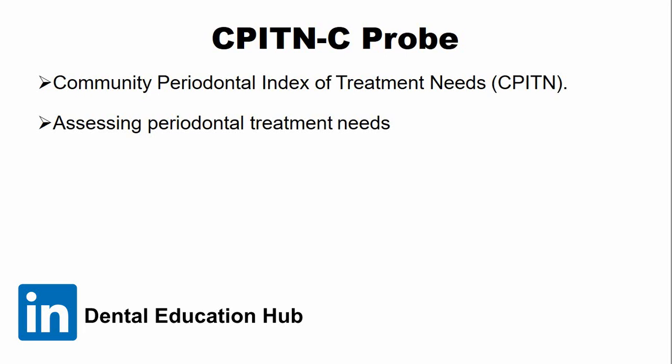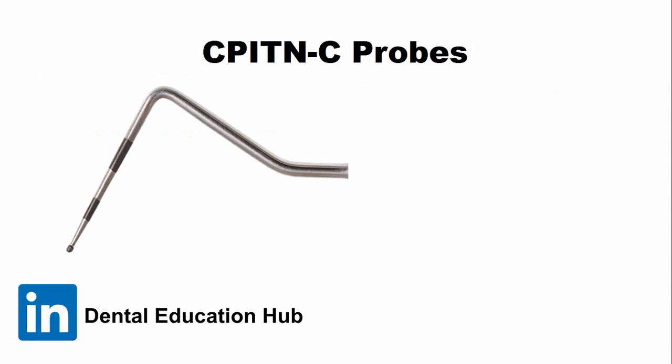So let's see the two pictures of the CPITN-C probe. This is the most common picture. This is one of the CPITN-C probes that is commercially available. There's a ball and there are two black bands.